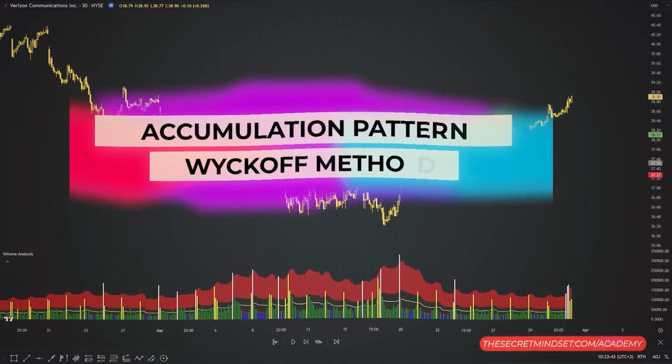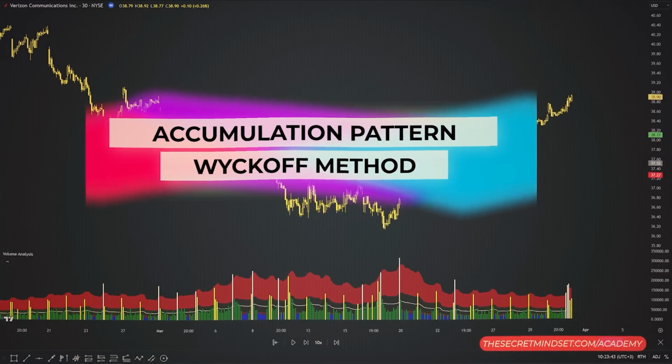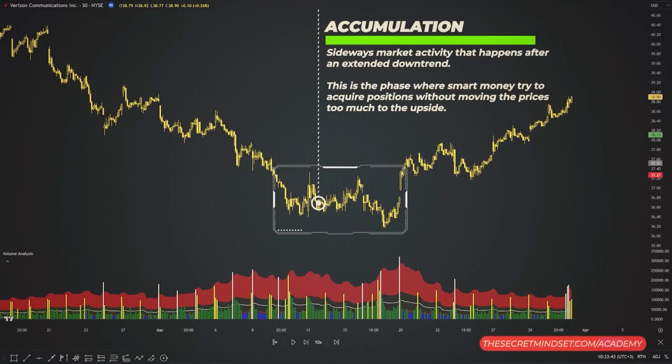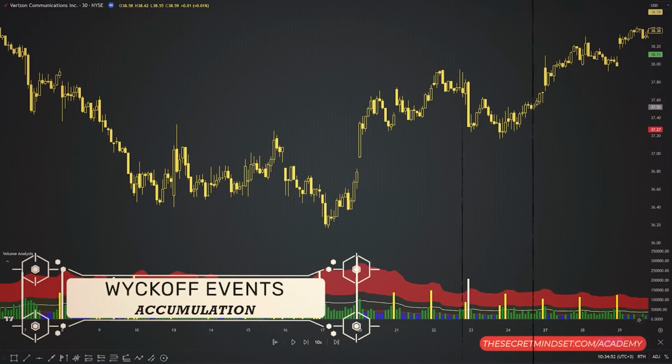Now let's go deeper with some advanced smart money patterns. First is the accumulation one. Accumulation is nothing but a sideways market activity that happens after an extended downtrend. This is the phase where smart money try to acquire positions without moving the prices too much to the upside. So let me explain Wyckoff events during accumulation.